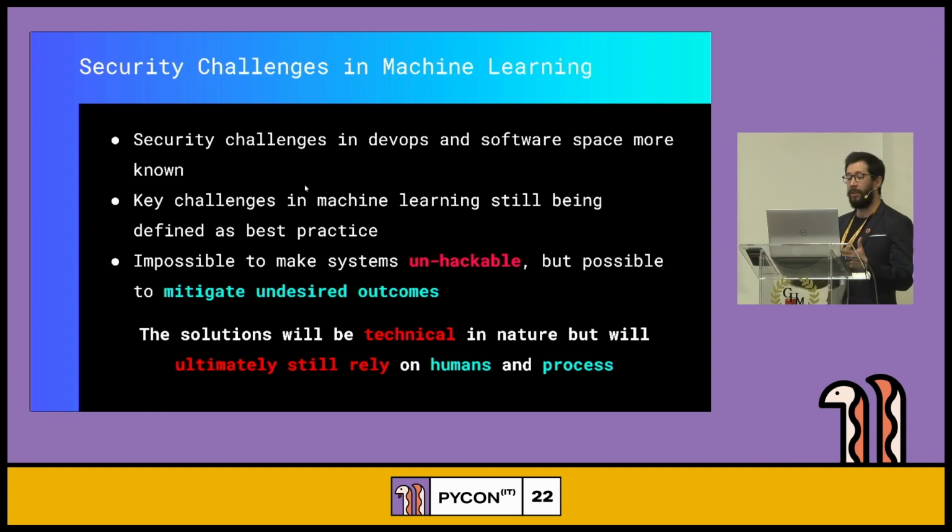So we're going to be taking a similar approach that is taken in general software, which is basically to acknowledge the fact that it is impossible to make a system unhackable, right? And what we can achieve is to try to mitigate undesired outcomes through best practice, right? That's what you can aim to achieve. And with that same premise, we have to remember that even though we're going to be talking about a lot of technical solutions, ultimately the solutions will involve processes and people, right? And we know that when it comes to security, the biggest vulnerability touch points are actually process and people. So that's something that is going to be important to bear in mind.